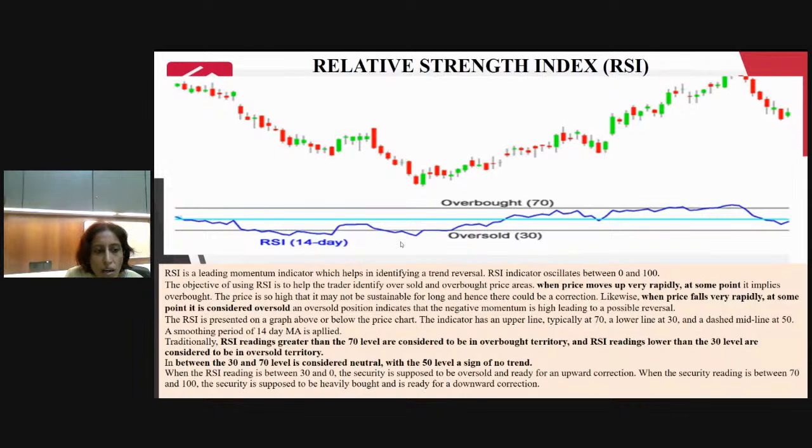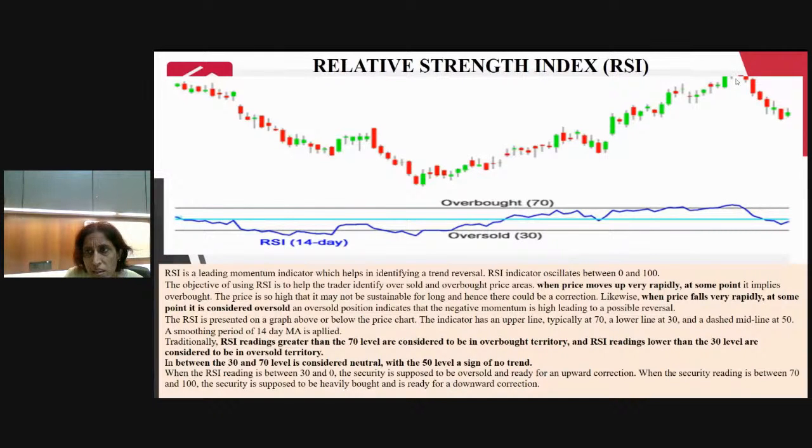So traditionally, RSI readings greater than the 70 level, as you can see, the RSI reading is over and above that. If it is over and above the 70 level, it indicates an overbought region. And since a correction is likely to take place, it is understood that it's the right time to sell, to short your position. So when the RSI is over and above 70, it indicates that it is the right time to take a short position and come out of the market, because a reversal is likely to happen. And this is what we see.